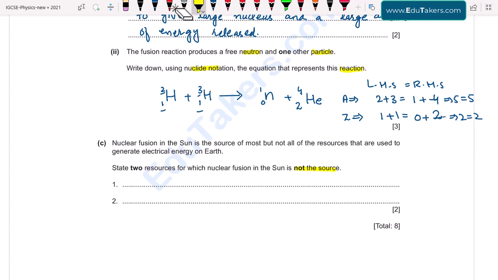So we have to explain the other 2 resources from which we can also gain electrical energy. We can obtain this energy from geothermal energy. So I write here geothermal. This energy is obtained from the earth. By the name, geo means earth and therm means heat. So this energy is basically obtained from the earth. And the second one is nuclear energy.